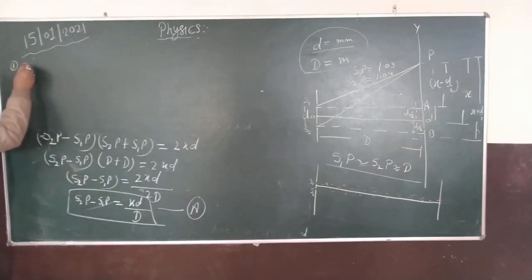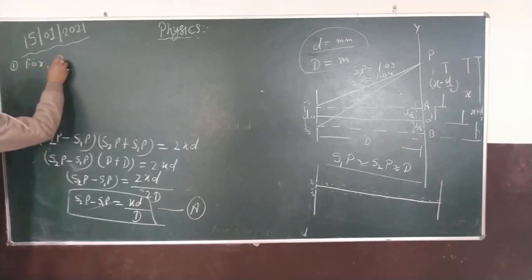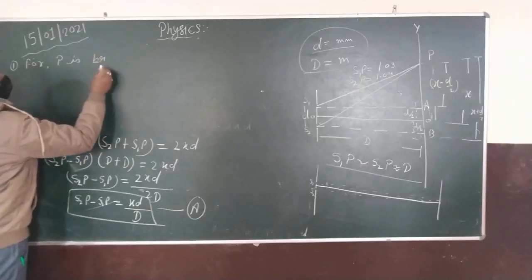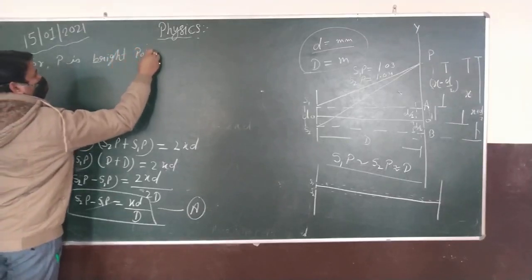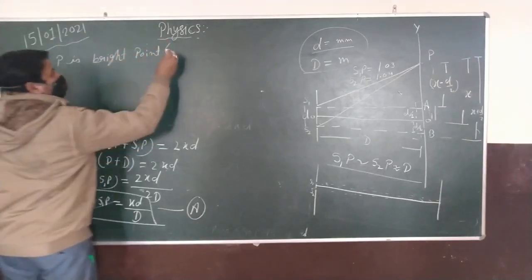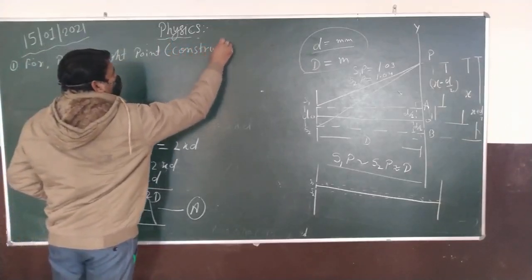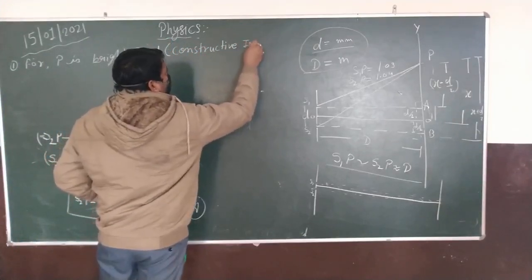First, for P is a bright point, or constructive interference.